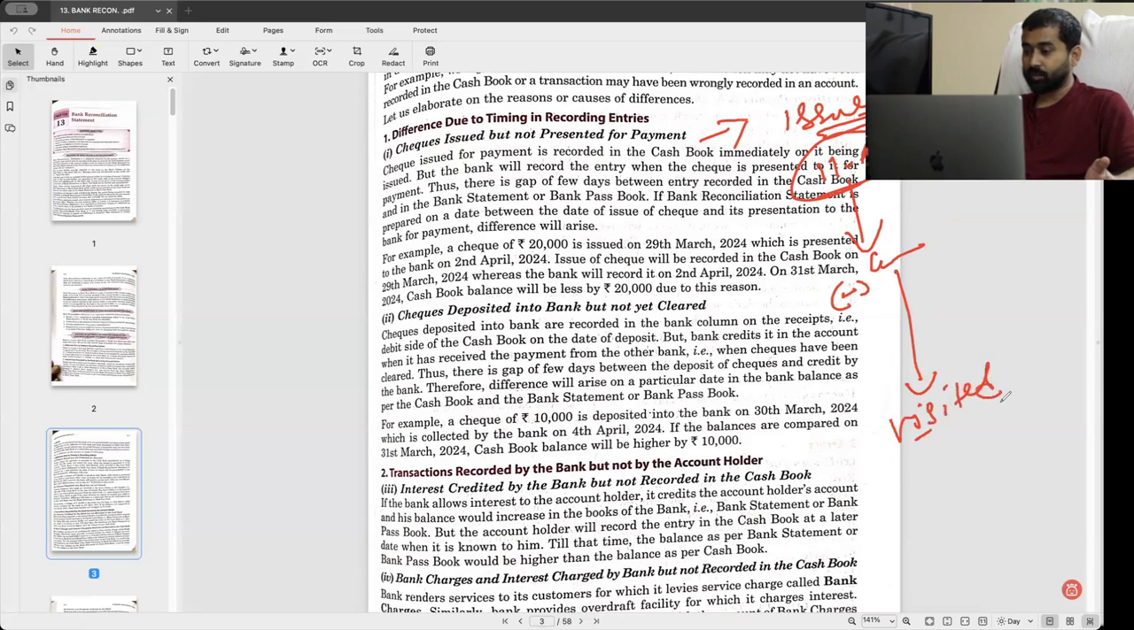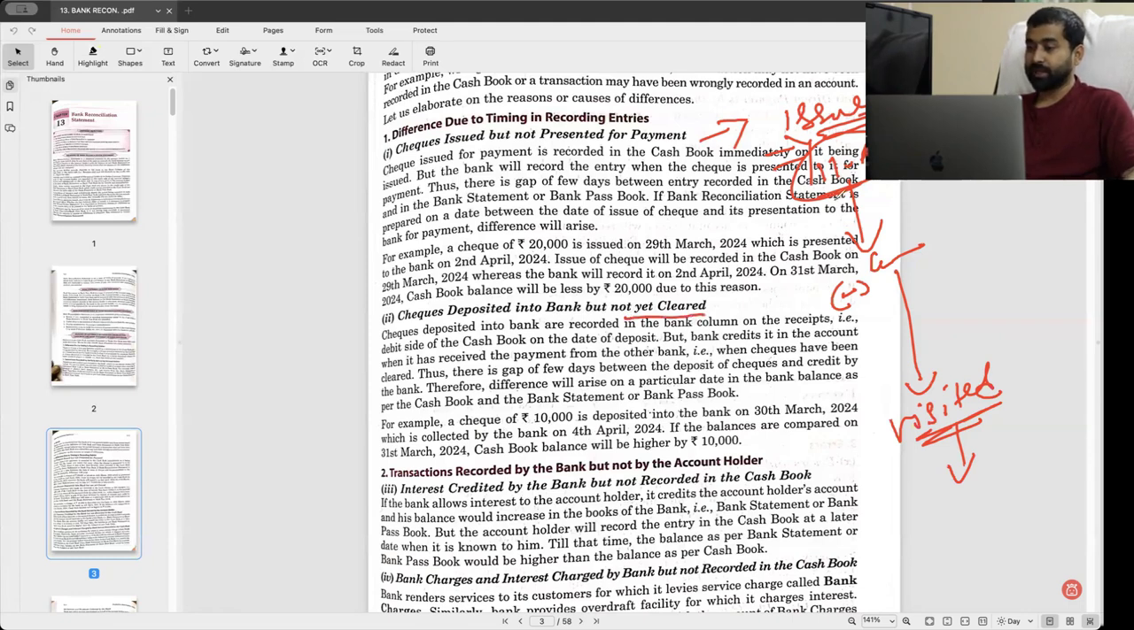When the person has not visited the bank, definitely that means the person has not withdrawn that money from my bank account. So I have subtracted that money, but in the passbook it is not subtracted yet. Correct or not? So definitely, again, a difference can arise between the passbook and cash book. Next, check deposited into bank but not cleared yet. That is also another point.